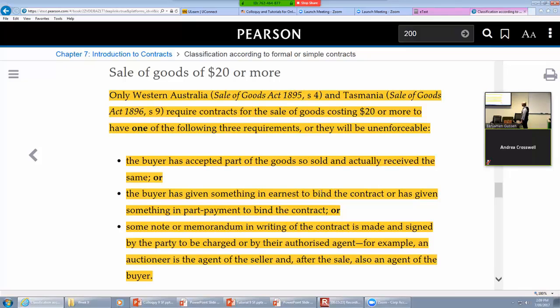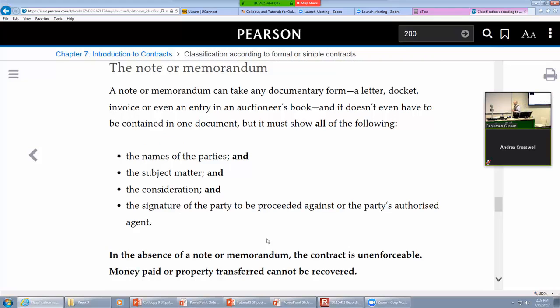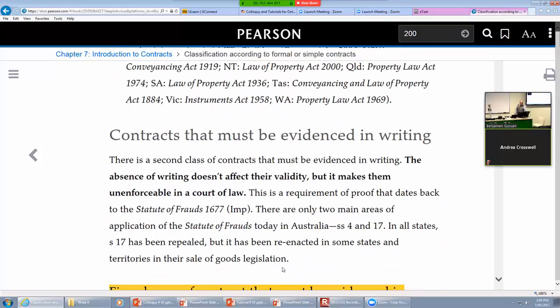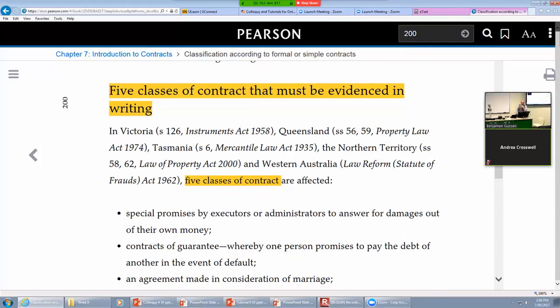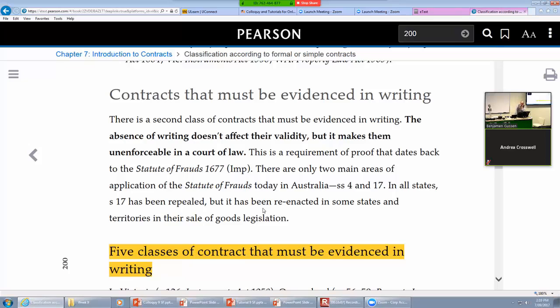And you'll find that 2 jurisdictions, Western Australia and Tasmania, require certain evidence of selling goods over $20. And then it goes on and talks about what kind of writing is required. So the idea basically is that there are contracts that must be evidenced in writing. And there are contracts that must be evidenced in writing, so this is the second class. It says the absence of writing doesn't affect their validity, but it makes them unenforceable in a court of law.